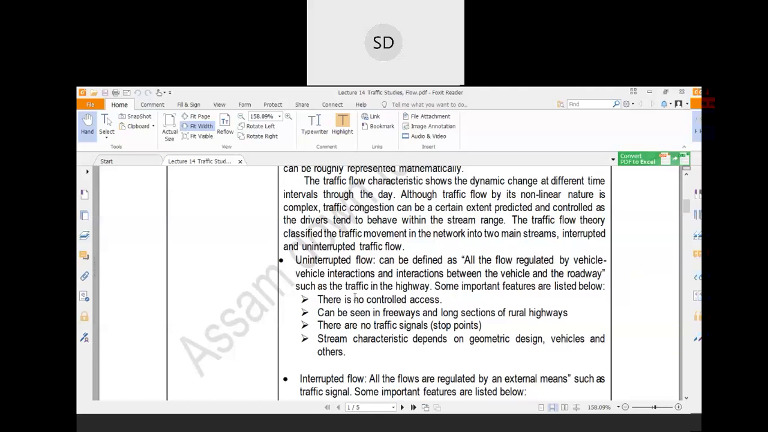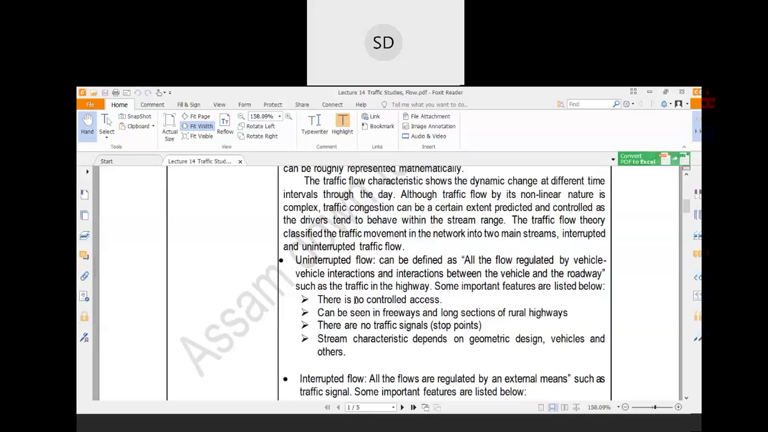So on the highway, what happens? Suppose that road section on the highway is empty. In that case, a driver has all the capacity to move his vehicle his own way. He can adopt any speed. He can change his lane whenever it is required. So this type of flow, where the traffic movement is not interrupted by other vehicles or different characteristics of the roadway section, is called uninterrupted flow.